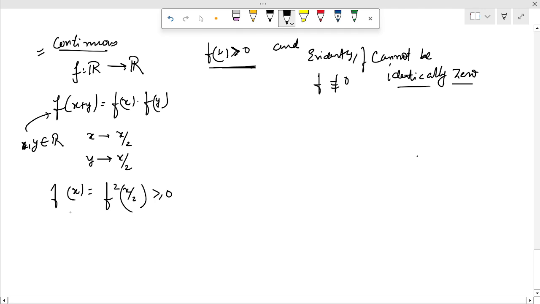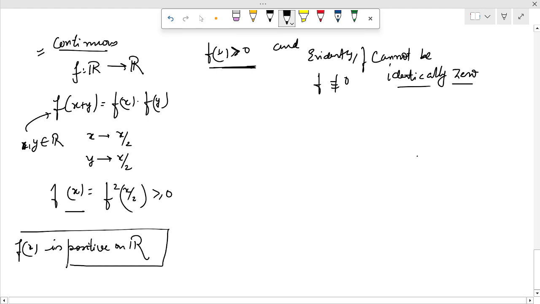It implies that f(x) will in general be a non-negative function, or you can say f(x) is positive on R. This is certain. f(x) cannot be identically 0, which we have already written. So f(x) is such a function which is positive on R.